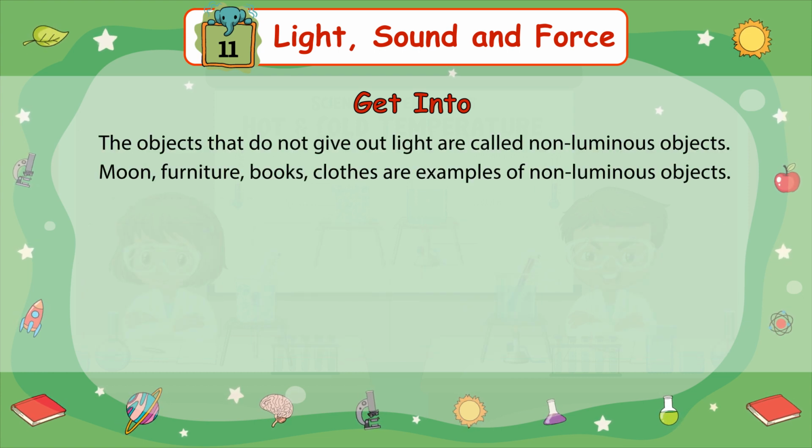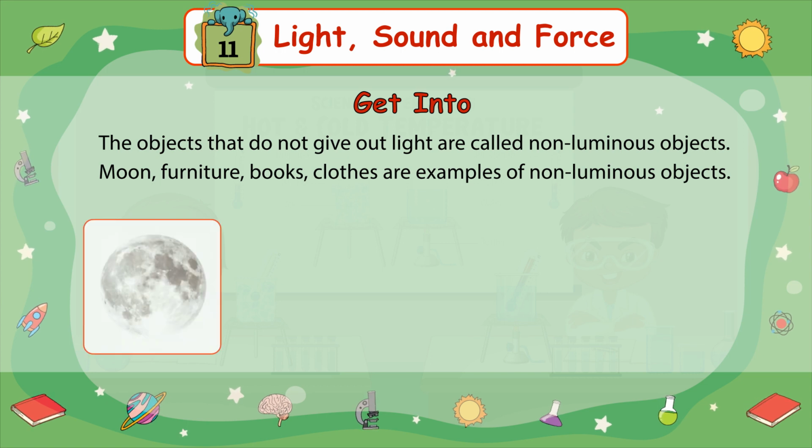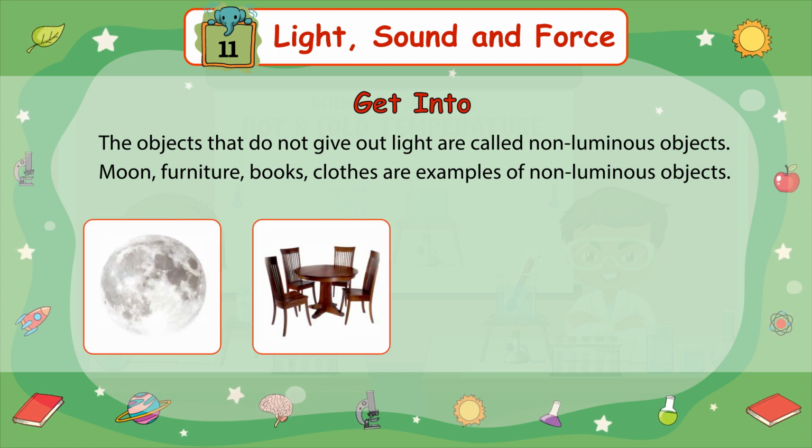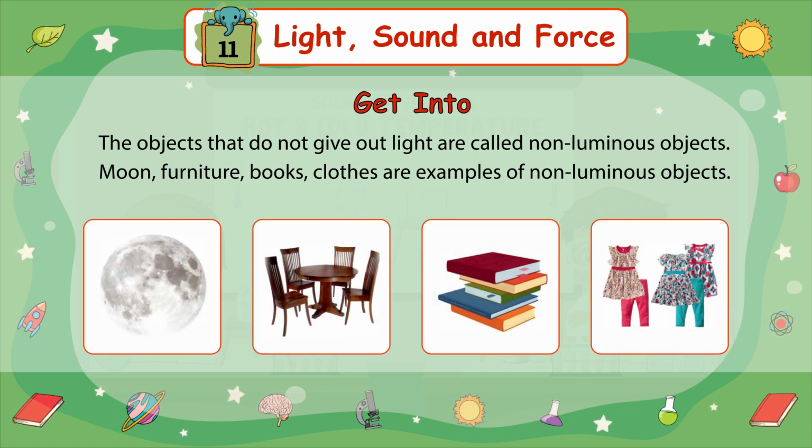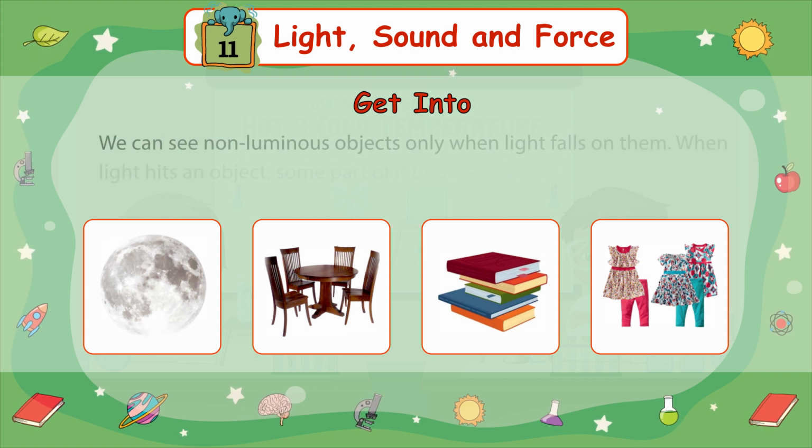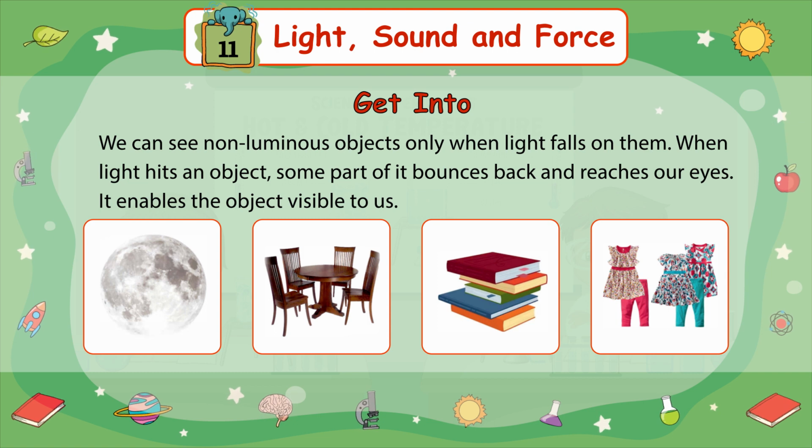The objects that do not give out light are called non-luminous objects. Moon, furniture, books, clothes are examples of non-luminous objects. We can see non-luminous objects only when light falls on them. When light hits an object, some part of it bounces back and reaches our eyes. It enables the object to become visible to us.